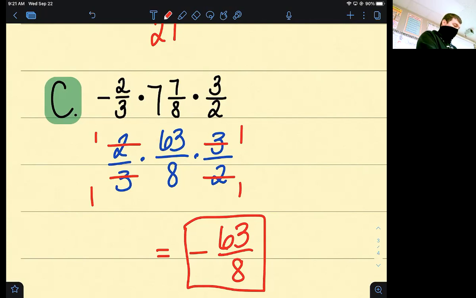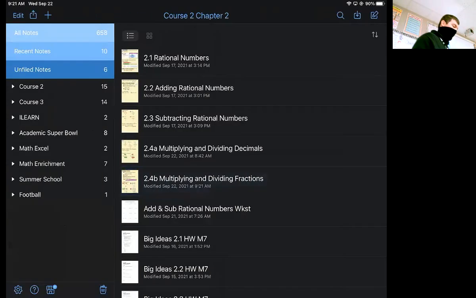So that's it. That's your homework. Big Ideas homework. It's going to say 2.4 again. It's not a mistake. 2.4 is on your Big Ideas twice because one's got decimals on it and this one's going to have fractions on it. Yep, and mixed numbers. All right, that's the lesson.